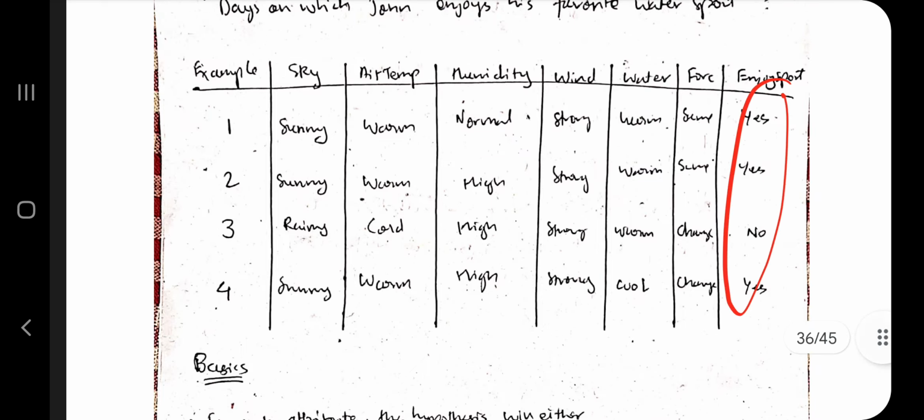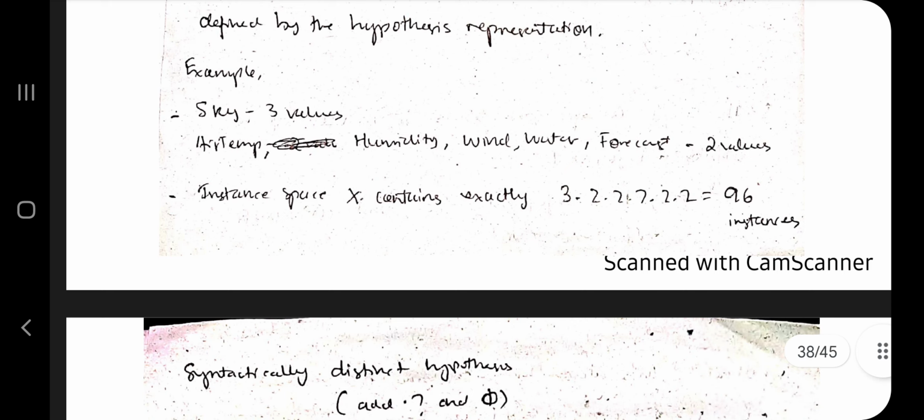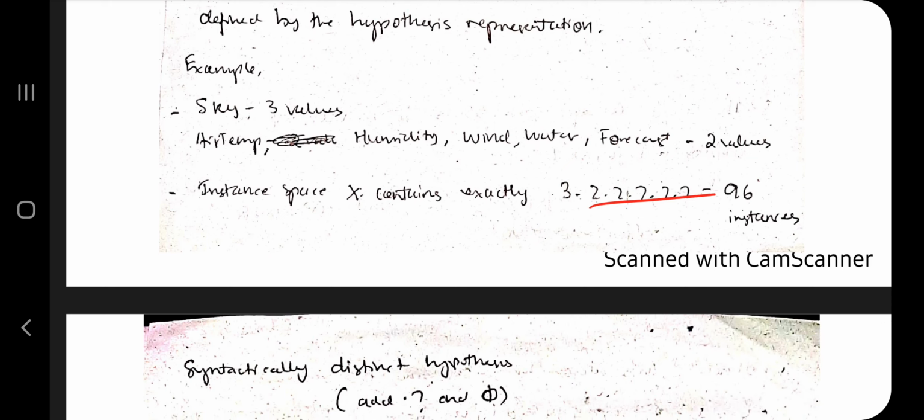Remember, this is not an attribute. This is just the answer. Attributes are only till the second last column. So how many values will be there? 96 values will be there. 3 into 2 into 2 into 2, and for all the rest of the 5 attributes it's 2, so it will be 96 instances. I can form 96 combinations of answers.